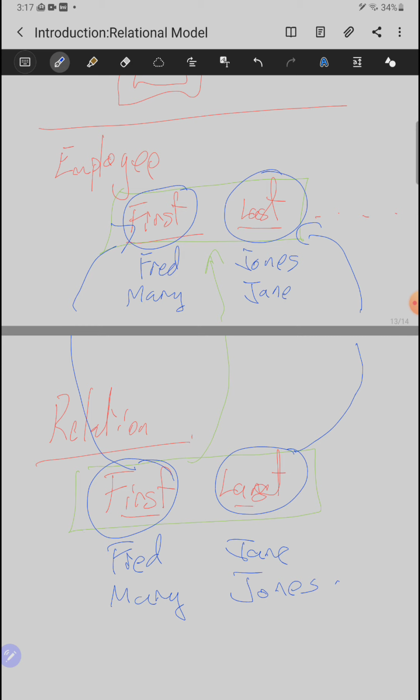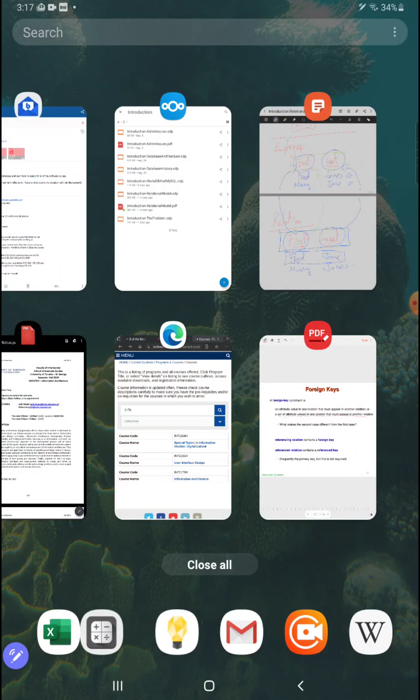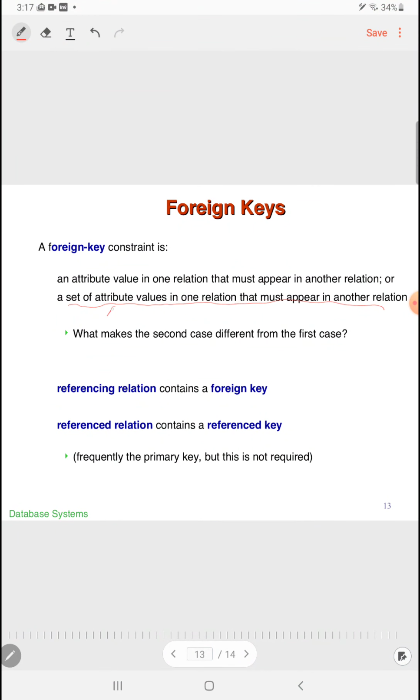It is important that it is the pair that is referenced, because that way we can prevent things like this. Because if we say Fred Jane, wait a minute, there is no Fred Jane in here. There's a Fred Jones and a Mary Jane, but there is no Fred Jane. So the combination of attributes, when it's warranted, is more restrictive than the individual. Please make sure you distinguish that, because it becomes very easy to make that mistake.